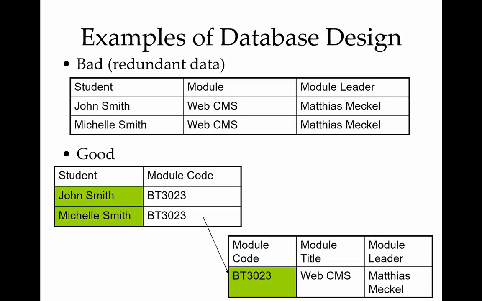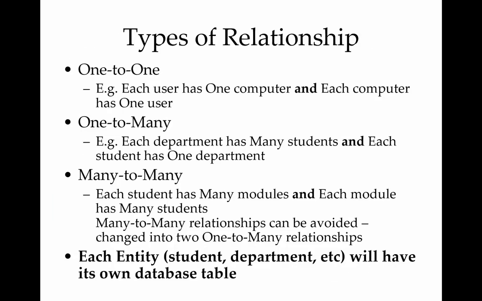And in this example, there are different kinds of relationships here. For example, a module has one module leader. But a module has many students. So when we design the relationships between the different tables, we can design them like this. They're one-to-one relationships. Let's say, for argument's sake, in your organization, every user has one computer. There can be one-to-many relationships. For example, each department has many students, but each student belongs to one department.